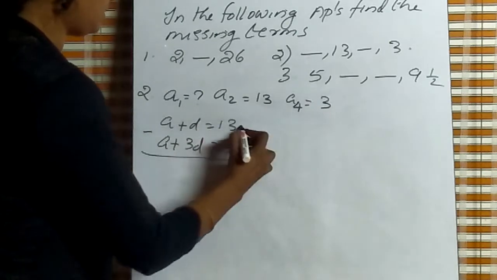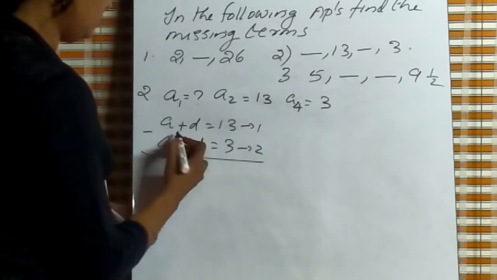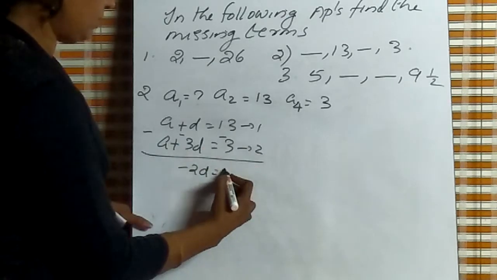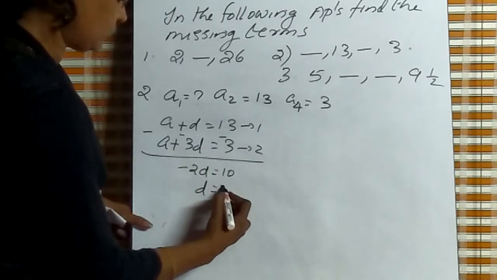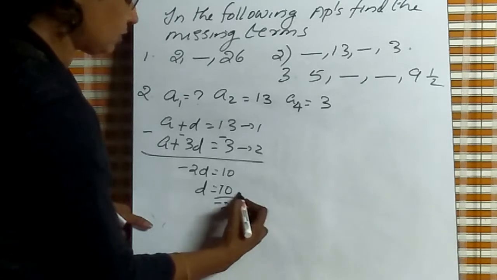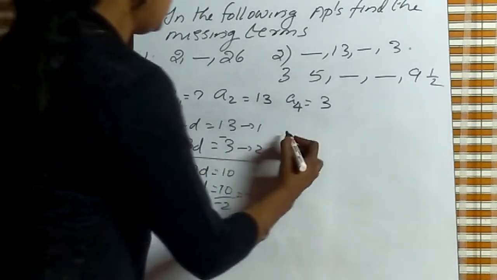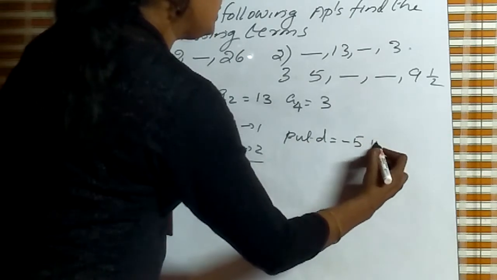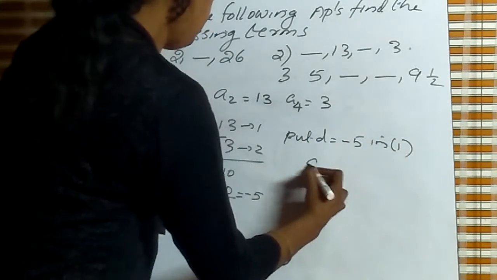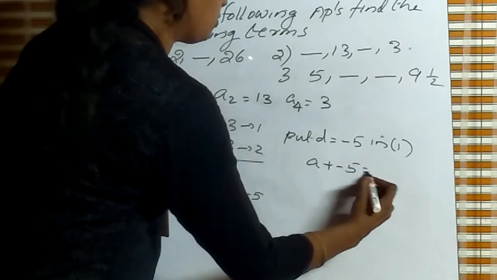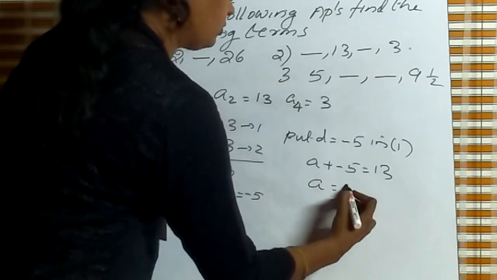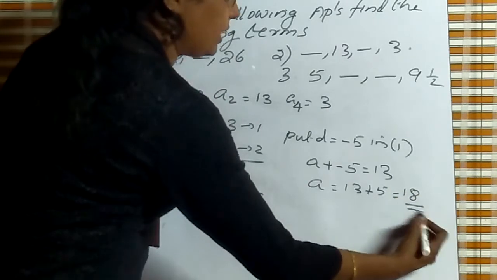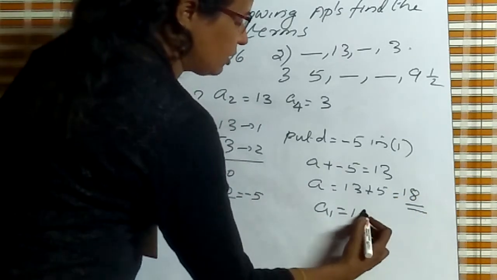Then subtract equation 1 from equation 2. Minus 2D is equal to 13 minus 3, which is 10. So D is equal to 10 by minus 2, which is minus 5. Substitute D is equal to minus 5 in equation 1: A plus minus 5 is equal to 13. A is equal to 13 plus 5, which is 18. So A1 is equal to 18.